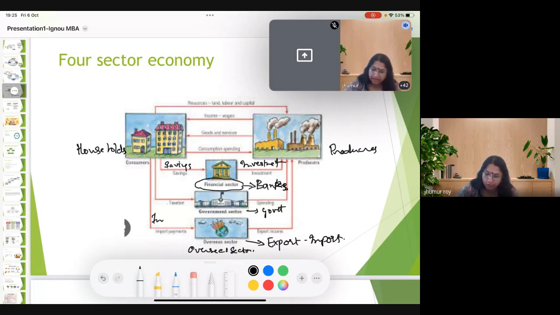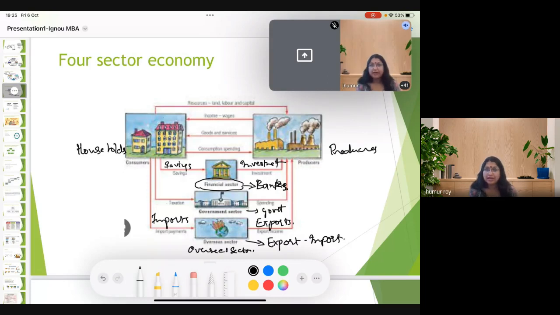There are imports and there are exports. Okay, so in the four sector economy, you will have households and producers, then you have a strong financial system, that is through your banking system. After that, you have the government system. In the government system, you have the government providing you with different services and also taking payments from you in terms of different taxes, in terms of different money things which are required to run the government.